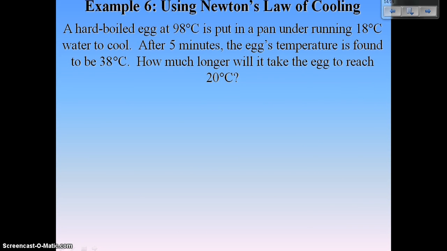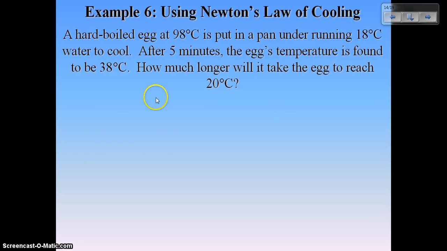So let's do an example using Newton's law of cooling. A hard-boiled egg at 98 degrees Celsius is put in a pan with 18 degrees Celsius water to cool it. After 5 minutes, the egg's temperature is 38 degrees. How much longer will the egg take to reach 20 degrees? So we'll start with the law of cooling right here.